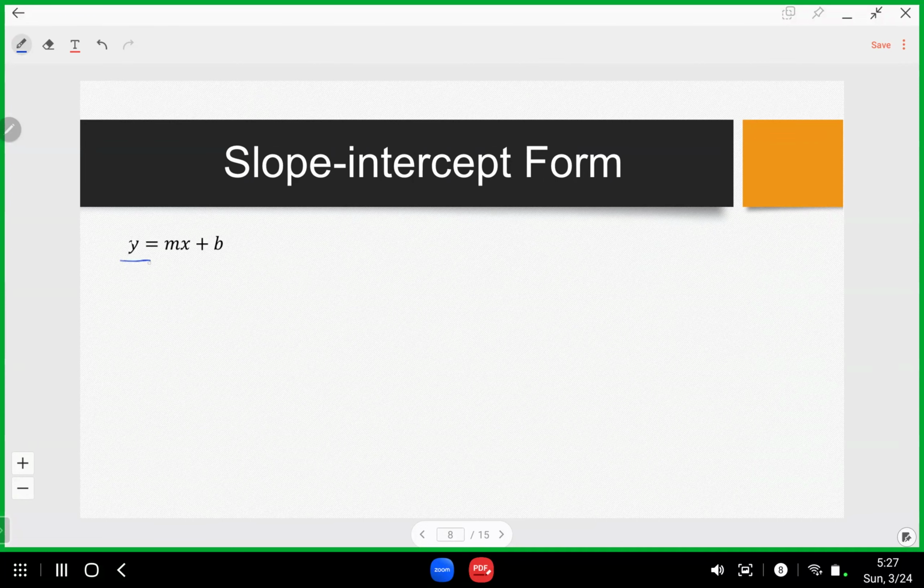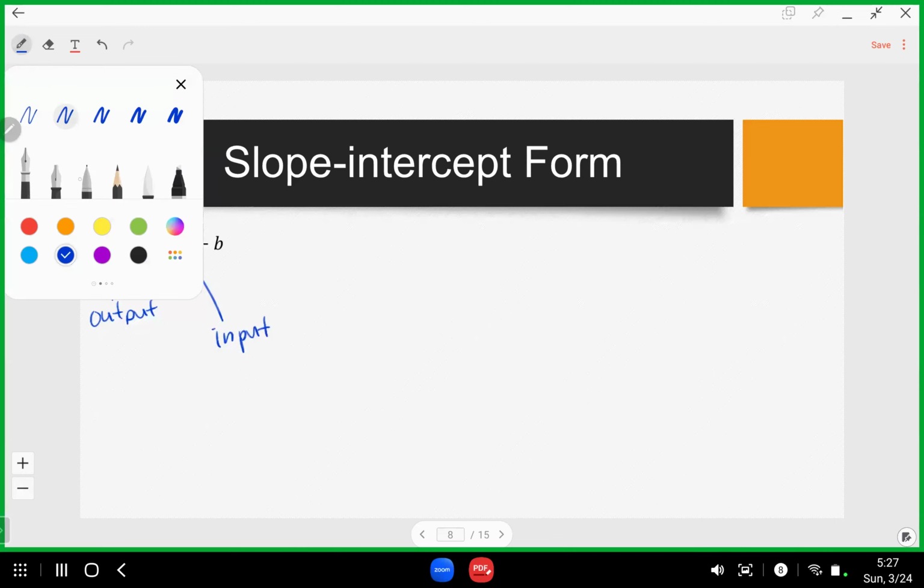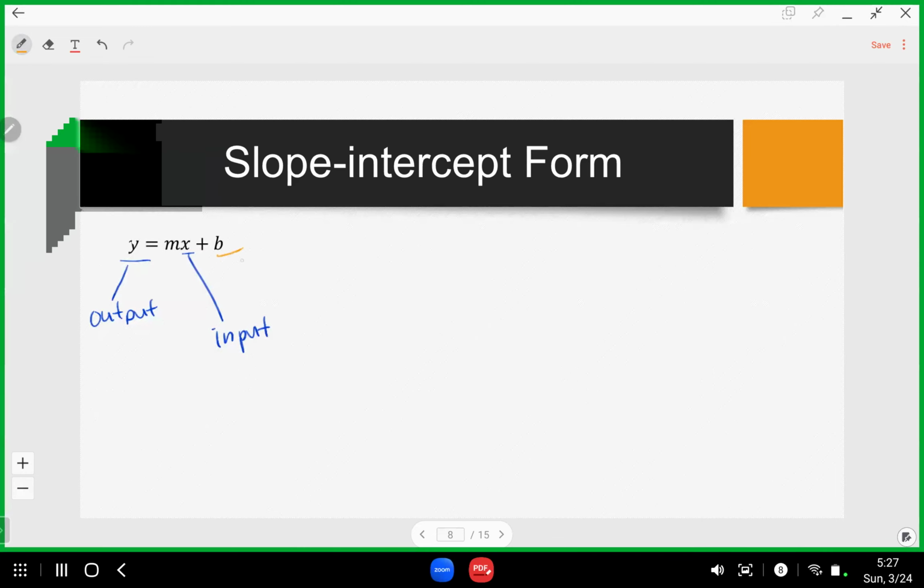The y is just, y coordinate. It is the output. That's fine. Okay, and x is the input. Okay, we already know that. So now we're going to talk about what b is. B is actually going to be your y-intercept. Okay, so b is going to be your y-intercept. And then let's say m is obviously your slope. Okay.